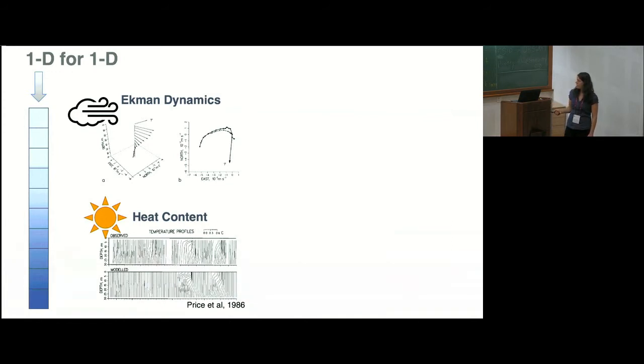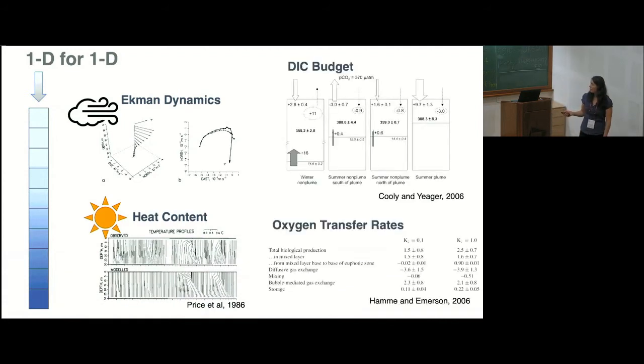And you can also use a 1D model in order to estimate the amount of heat content that is going into the ocean, and you can compare it with your temperature profiles and say, yes, the ocean is taking up this much heat for this much reason. It's also widely used beyond the physics approach, and used by the chemistry and the biology community.